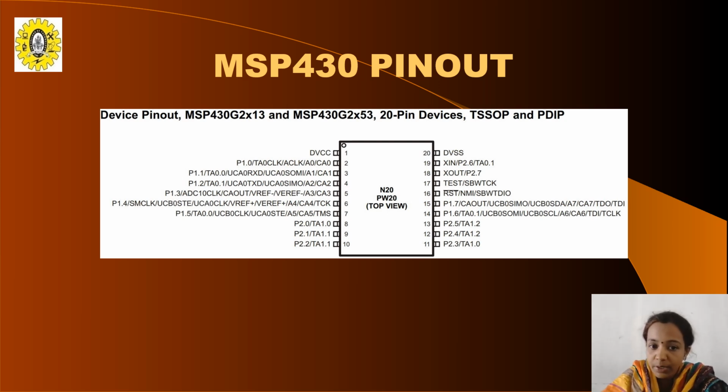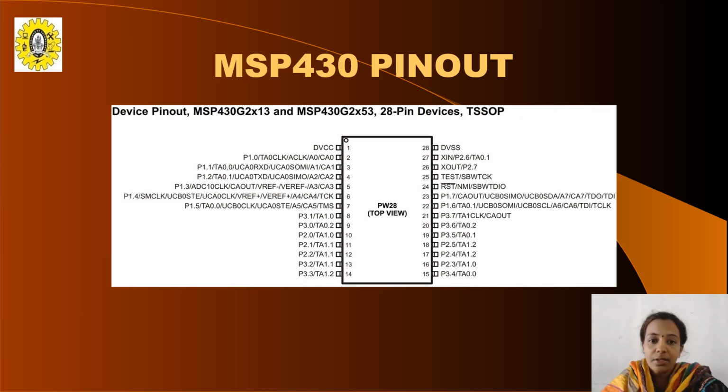Port number 2 is from P2.0 to P2.5. Each port will be having its own functionality. The clock signal, we have the reset pin, test pin, input pin and output pin where we will be getting the output and the input. So the next one is the 28 pin device.